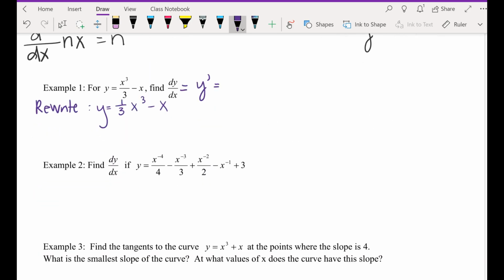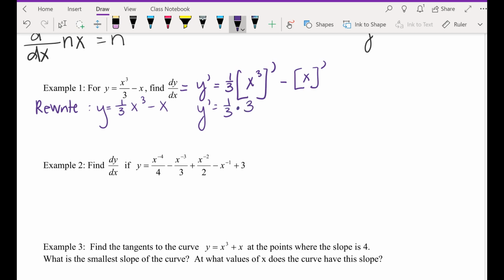So based on that, we are going to take out the 1/3, okay? Then we want to do the derivative of x to the third. Mind you that I'm writing out every single step, okay? Now if you don't need to see all of this, then you write it as much or as little as you need. Then I want to do the derivative of x. Well, as you can see, y prime equals 1/3, the derivative of x to the third.